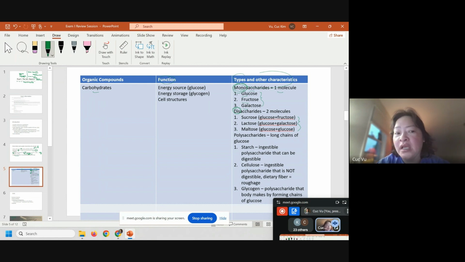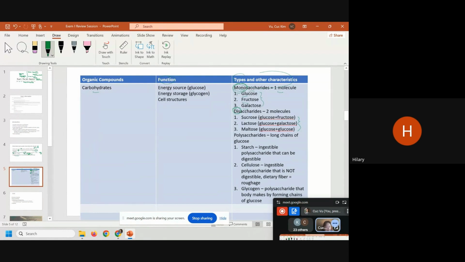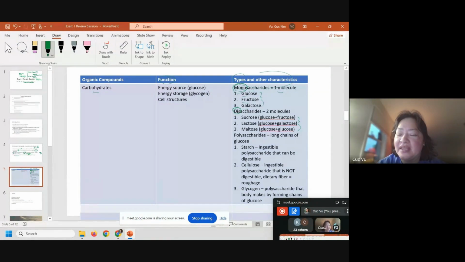Which of the following is a monosaccharide? Sucrose, starch, glycogen, and galactose. What would you say? Galactose. Yes, perfect.